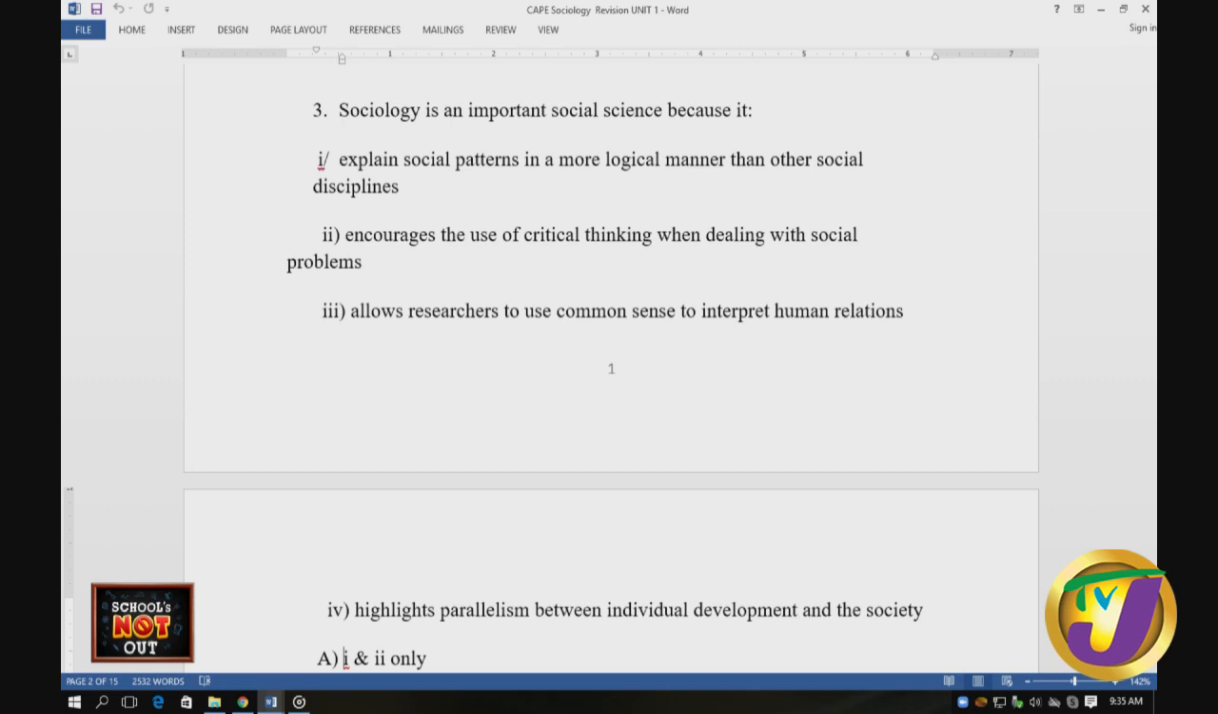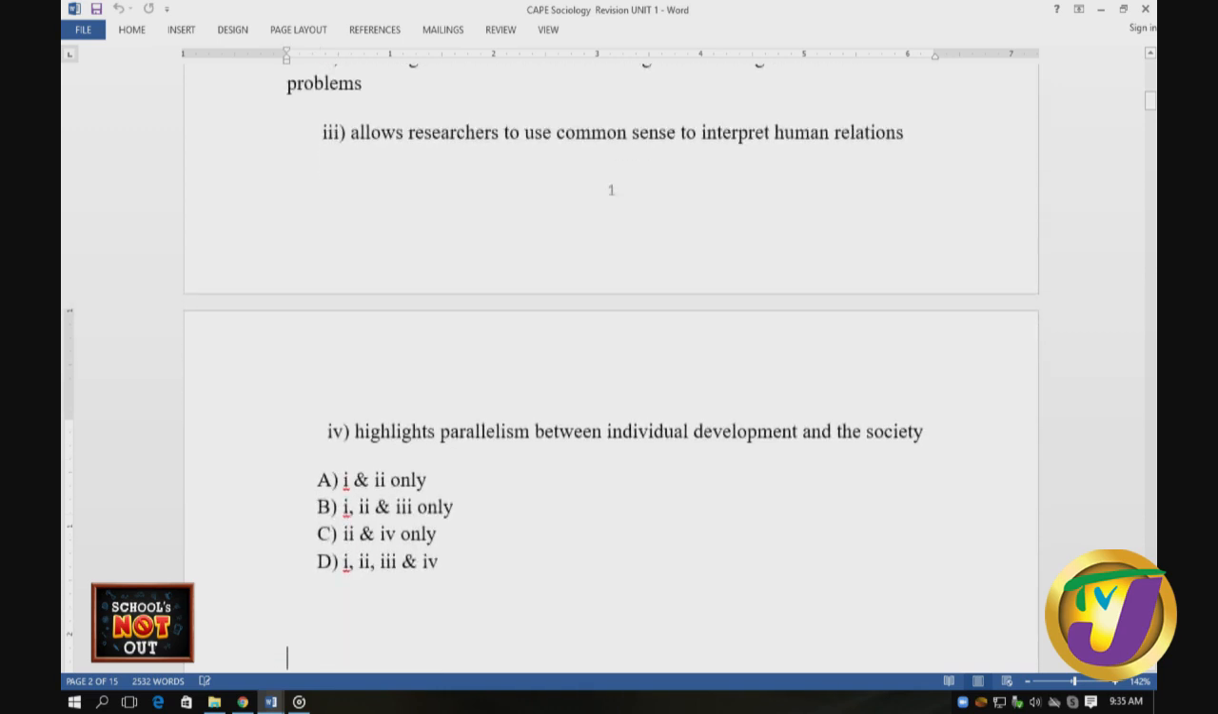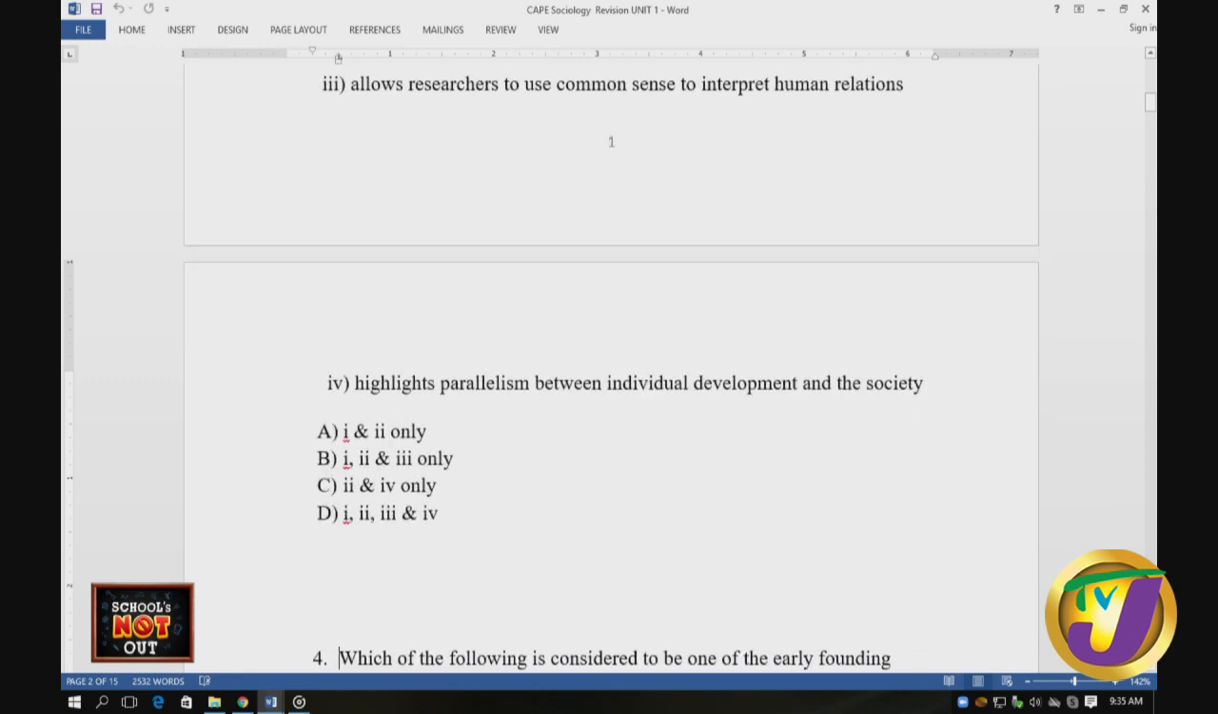So we give you a number of answers. Sociology is an important social science because 1, it explains social patterns in a more logical manner than other social disciplines. 2, encourages the use of critical thinking when dealing with social problems. 3, allows researchers to use common sense to interpret human relations. And 4, highlights parallelism, that is parallel between individual development and society. So here we have 1 and 2 only, 1, 2 and 3 only, 2 and 4 only, 1, 2, 3 and 4 only. So it's important that you decide very early which one it is.